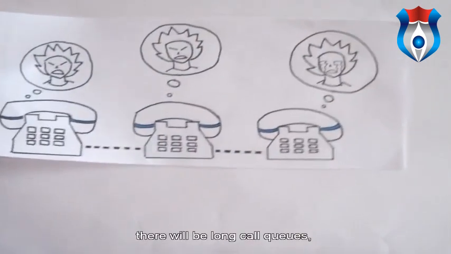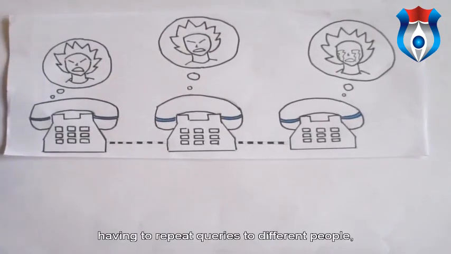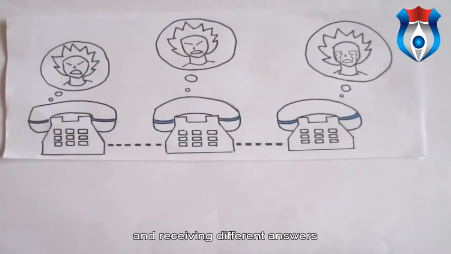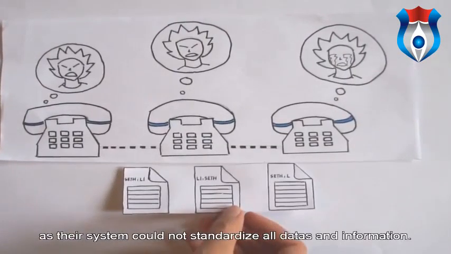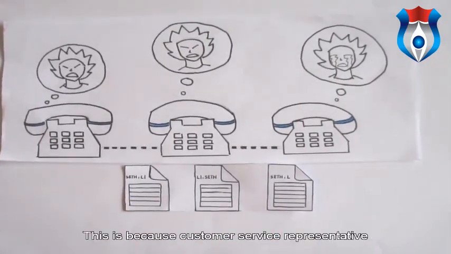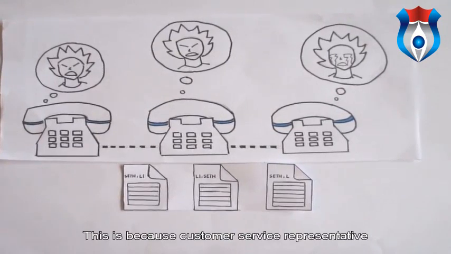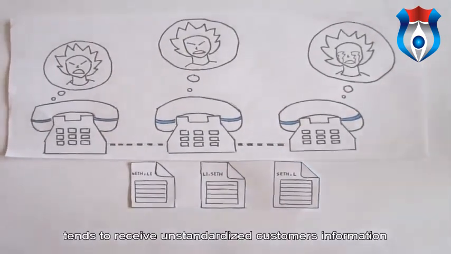Therefore, when a customer calls for inquiries or reservation, there will be long call queues, having to repeat queries to different people and receiving different answers, as the system could not standardize all data and information. This is because customer service representatives tend to receive unstandardized customers' information.